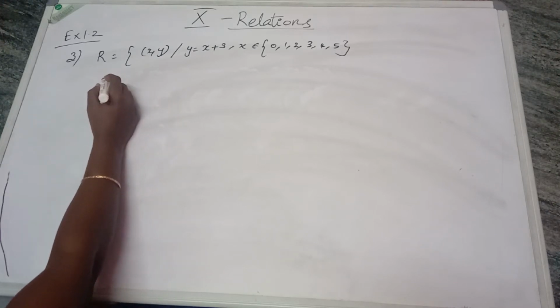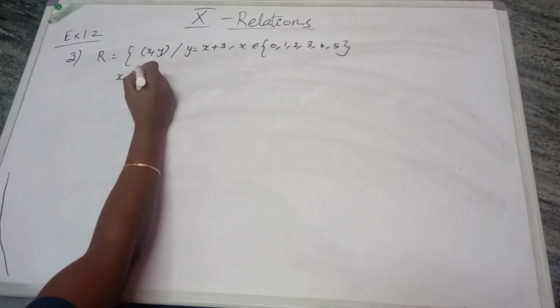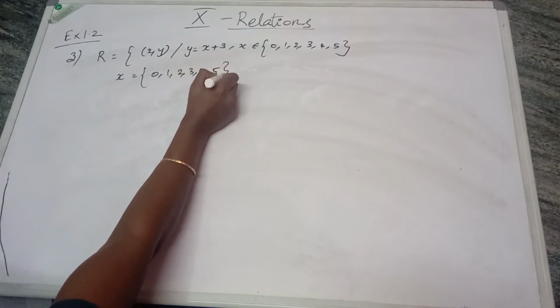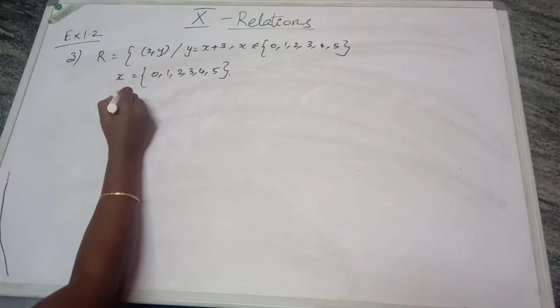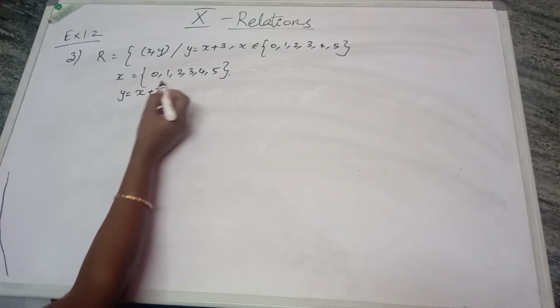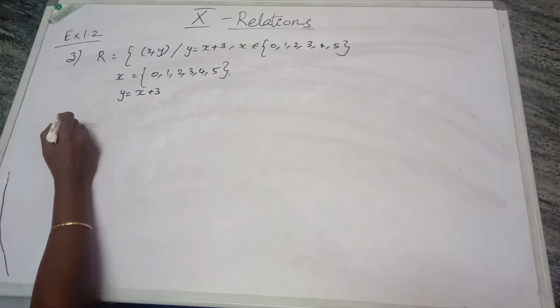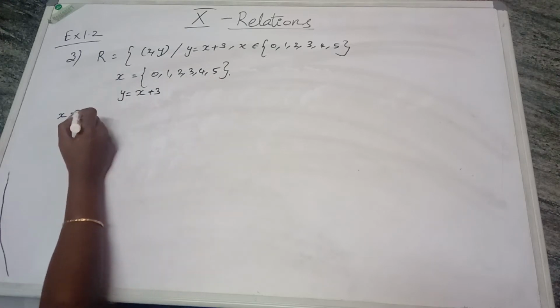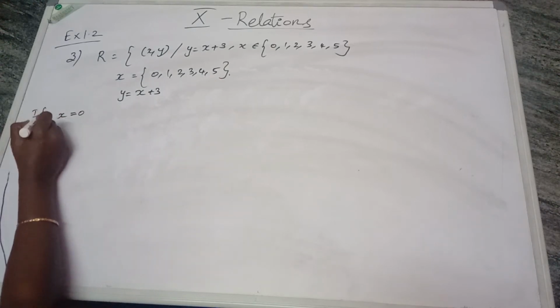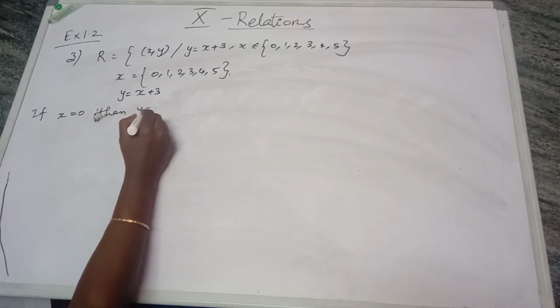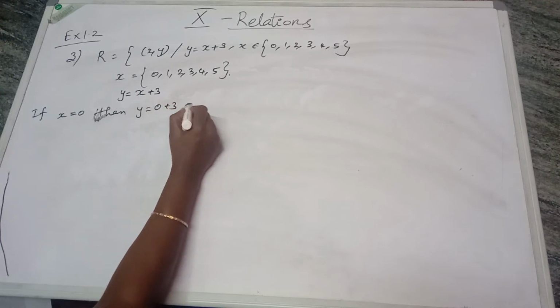For that, first we have to take x, and the elements in x are 0 to 5. Then the condition given is y equal to x plus 3. This is the relation, so we have to find the elements which satisfy this relation. We have to take the values of x from this set. So x equal to 0. If x equal to 0, then y equal to, in the place of x you substitute 0, 0 plus 3 is 3.